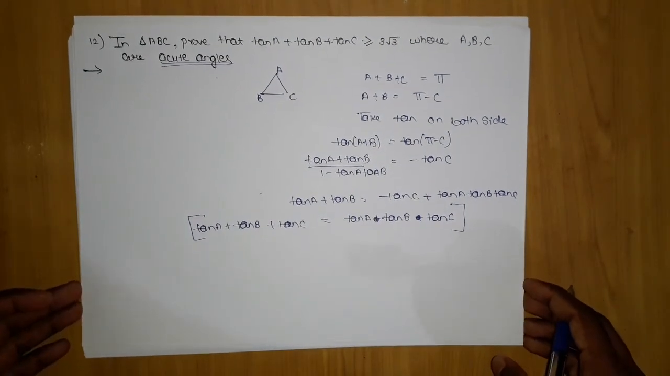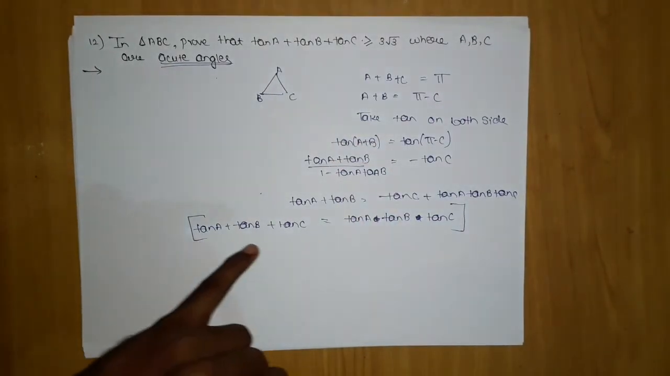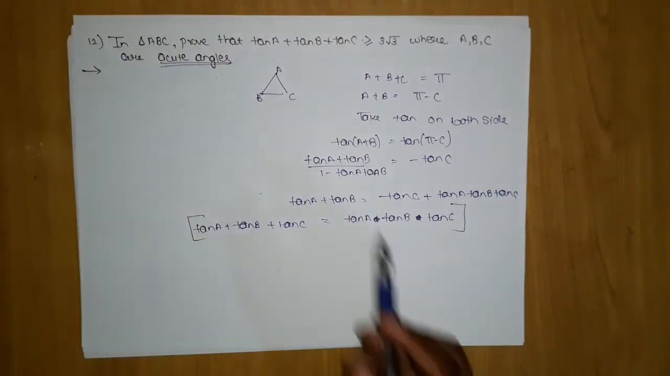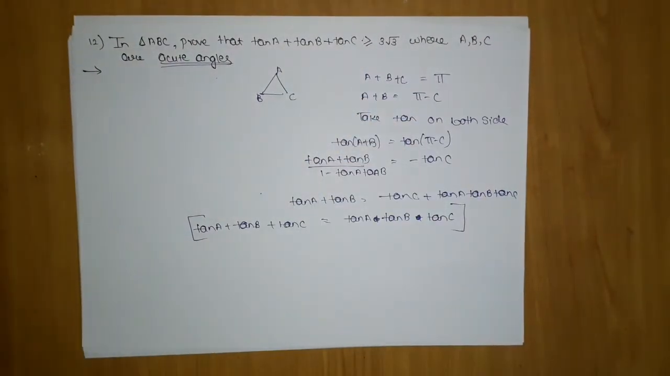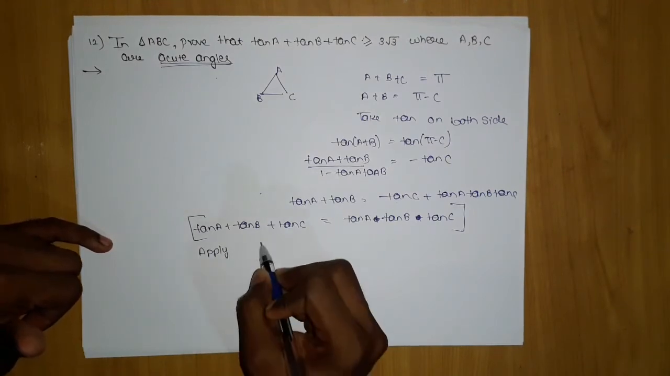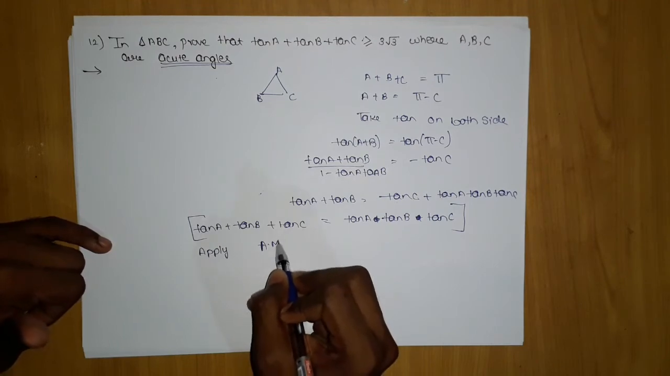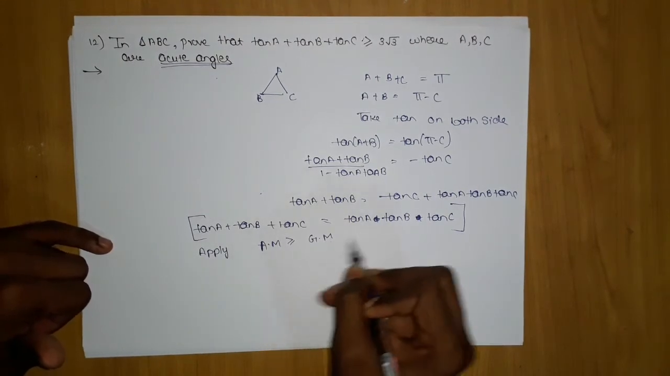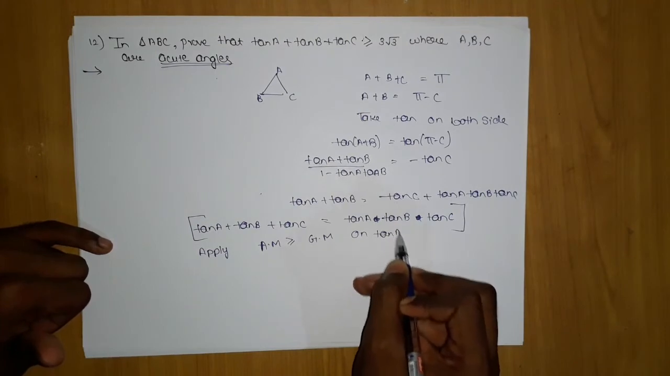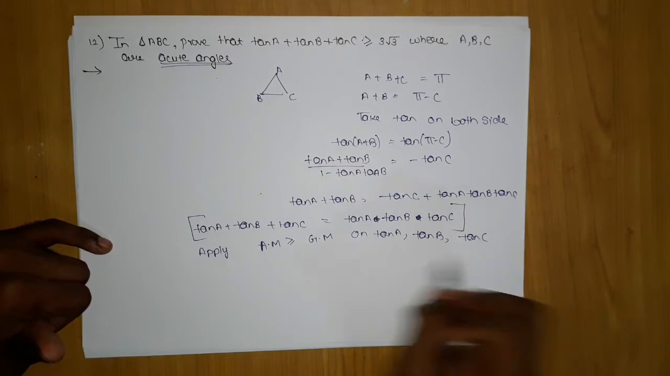Now both the results are important. This result is important in solution of triangles, and both the results are important in both chapters, trigonometry and solution of triangles. Now if I want to solve this, since I want some minimum, I will apply AM greater than or equal to GM on tan A, tan B, tan C, giving me what?